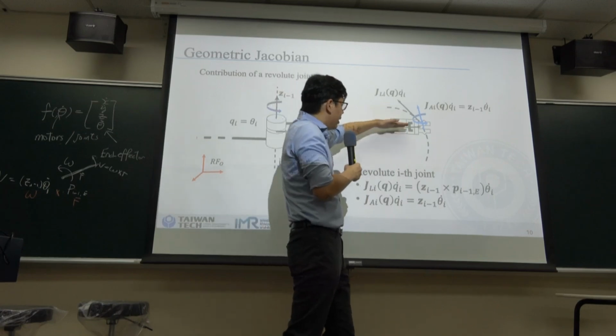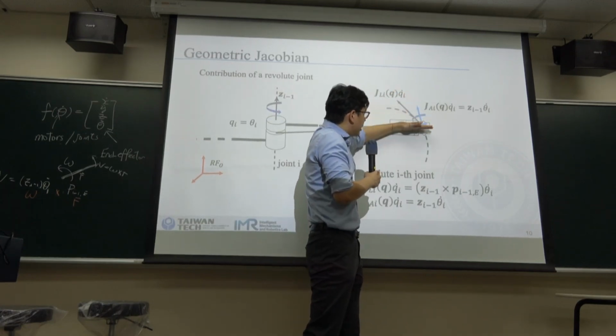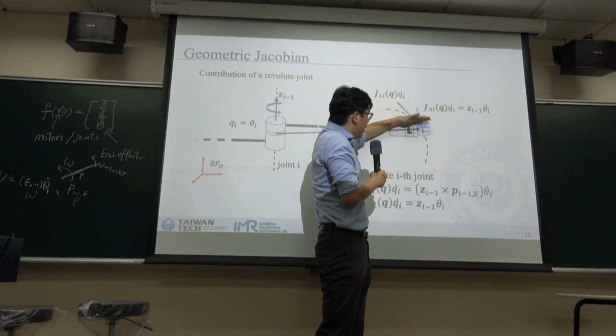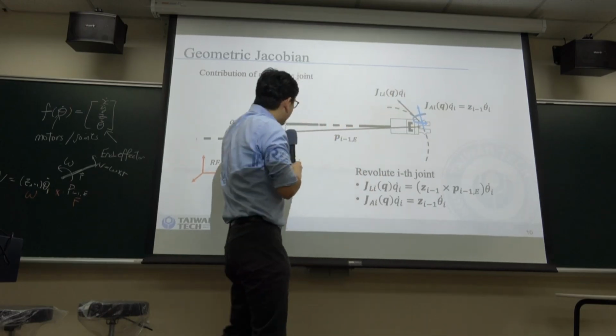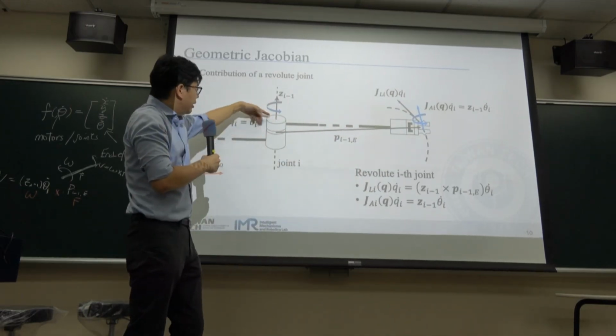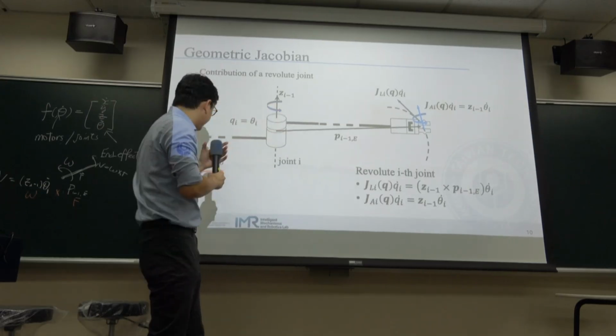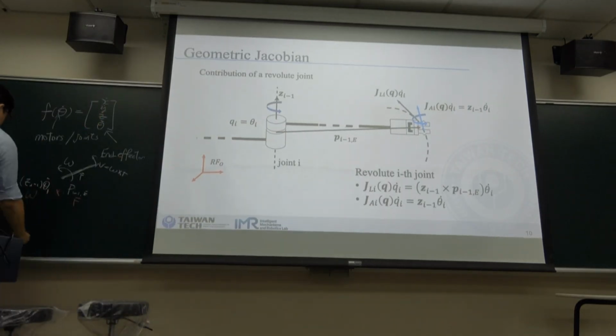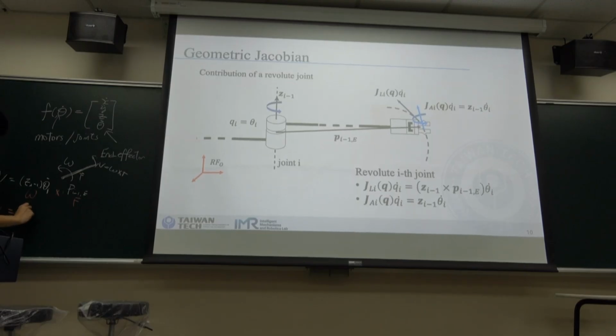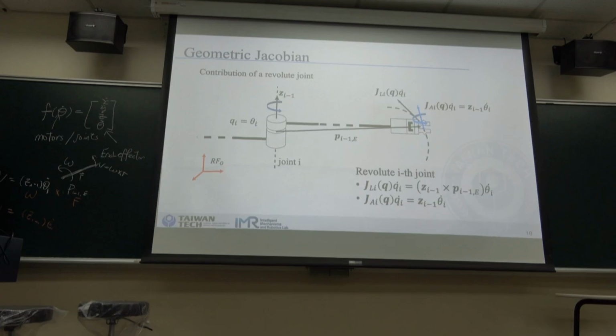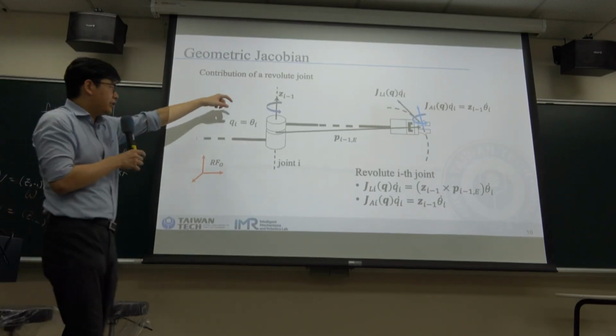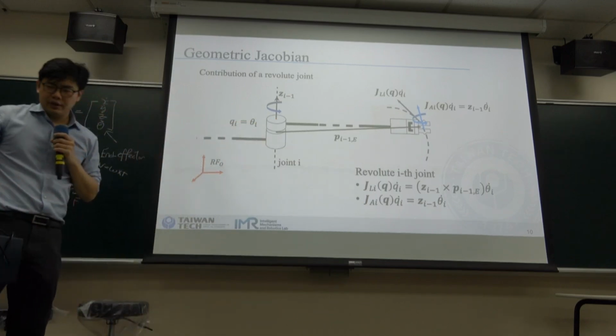And again, if we look at the rotation, the direction will be the same as your omega here. So omega is equal to z_{i-1} times theta dot_i. This is how you formulate the rotation for the revolute joint.